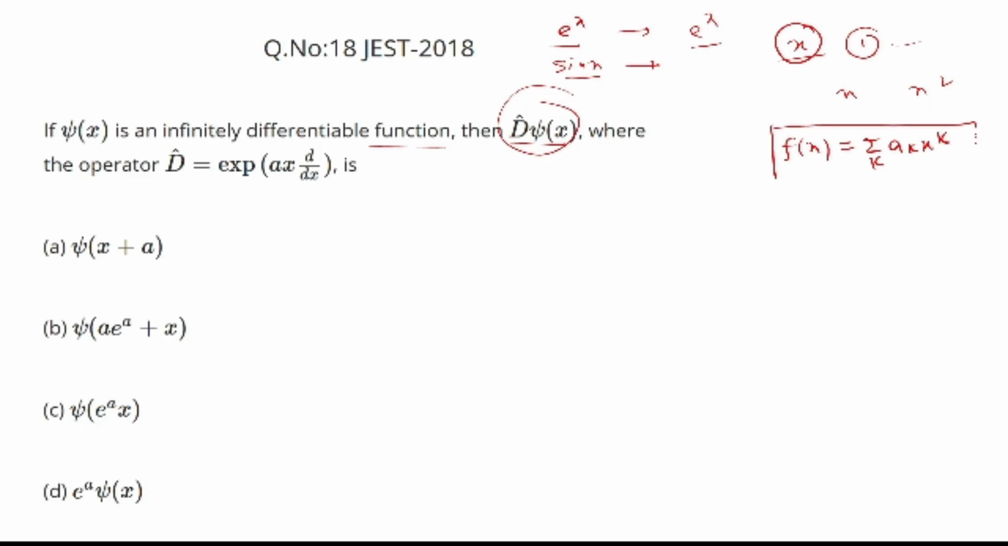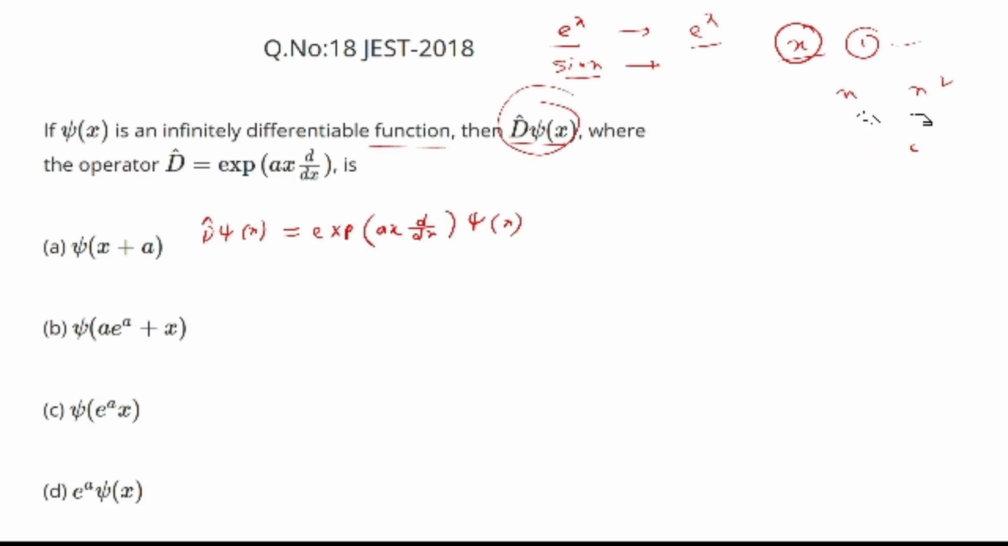So this is the simple general form of an infinitely differentiable function. Now here D is the operator that is given, and we have to find D psi of x. So D psi of x: replace D with the exact form, e to the power a x d/dx, acting on psi of x. Fine. Now we can expand the exponential part.